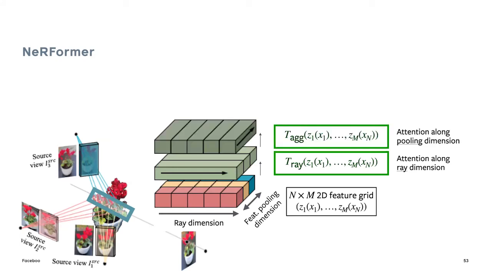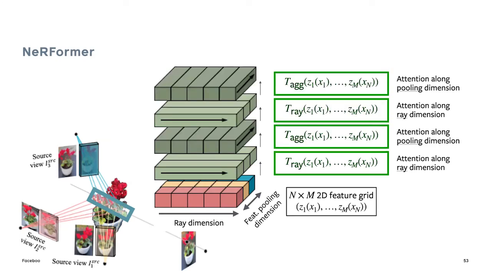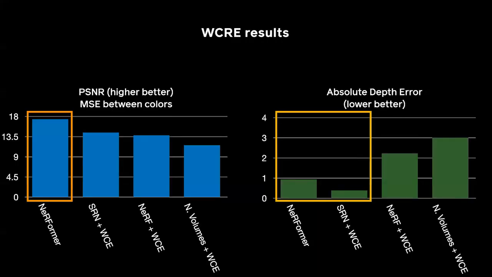And you keep alternating this construction, all right? So you do a transformer along rays and a transformer along views, and this will essentially allow information to interact across views and spatial location as well. Okay, and yes, this turns out to work fairly well.